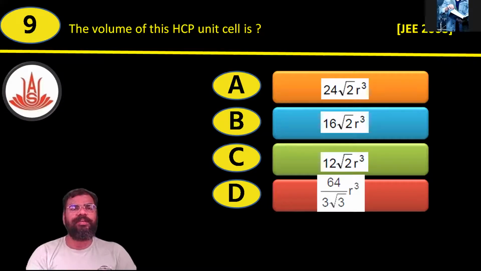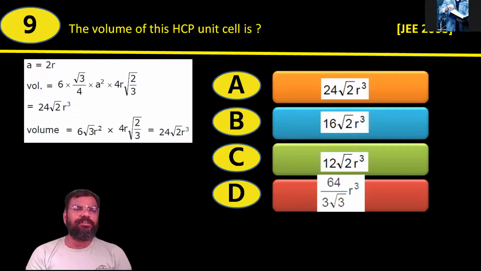Now question number 9. The volume of this HCP unit cell, JEE 2008. This is a very interesting question. There are 4 options: 24 square root 2 r cube, then 16 square root 2 r cube, 12 square root 2 r cube, and option D is 64 upon 3 root 3 r cube. Now let us solve this.